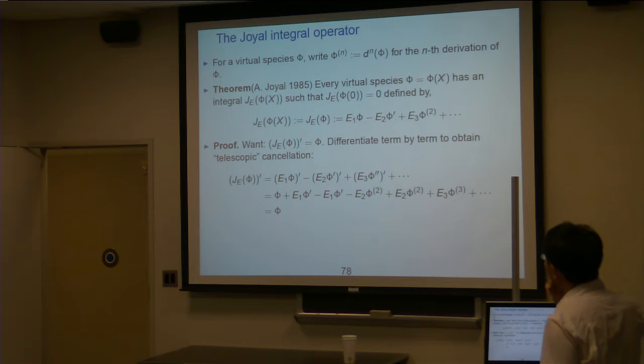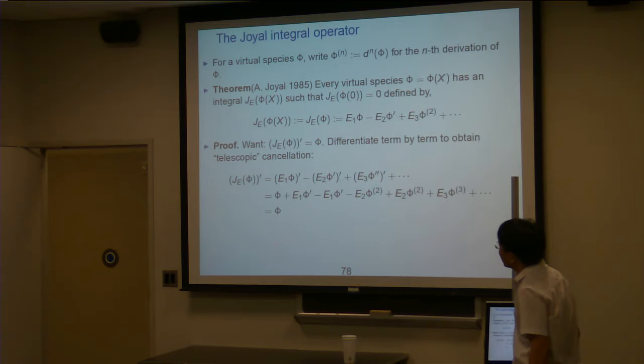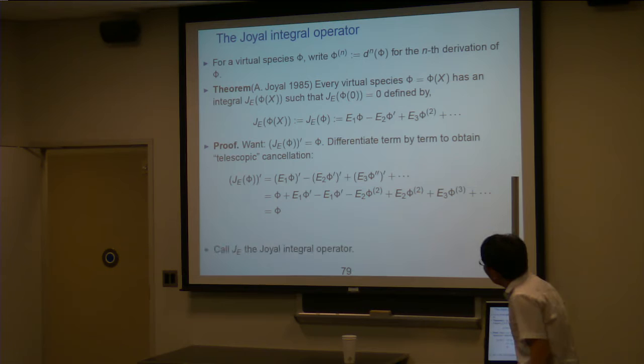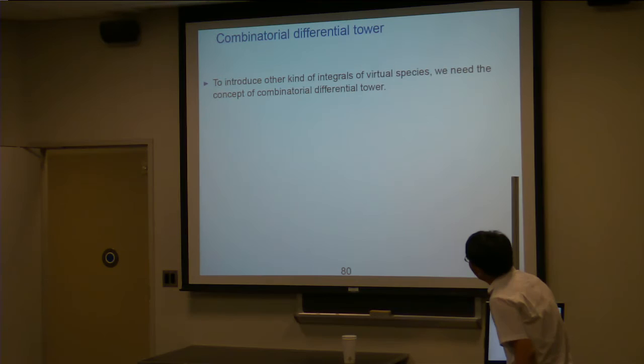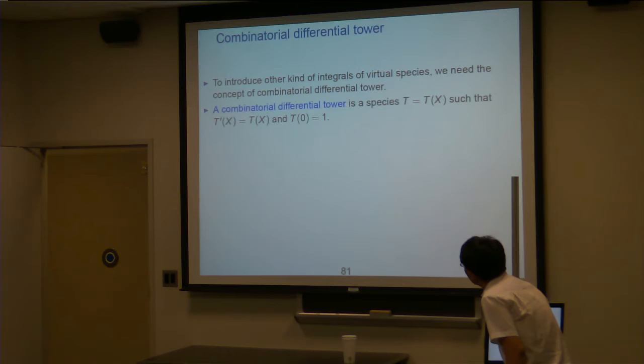This is the Joyal integral operator on virtual species. Also, there are many other integrals on virtual species. We call J the Joyal integral. To introduce other kinds of integrals, we need the concept of combinatorial differential tau. So what is the tau?